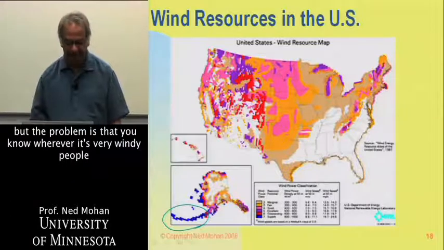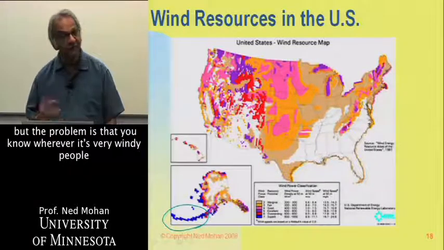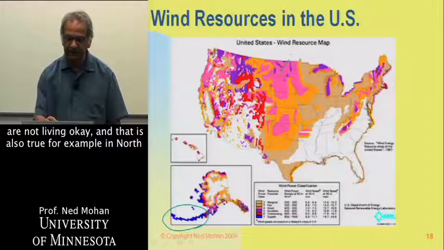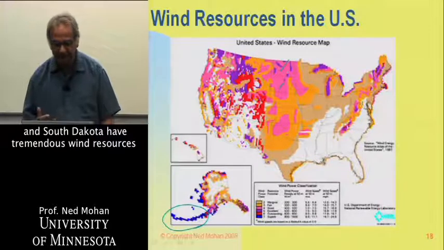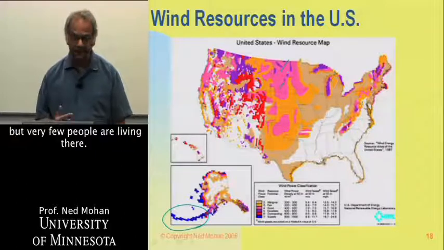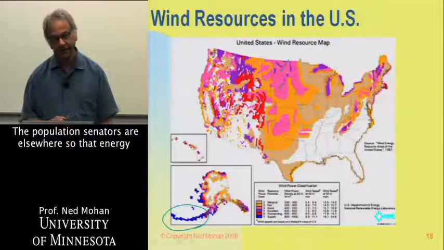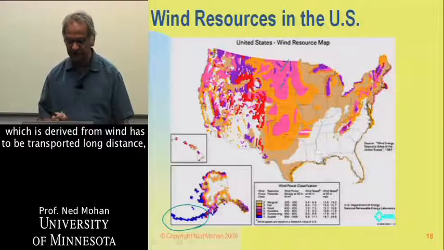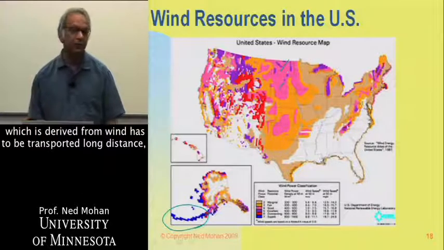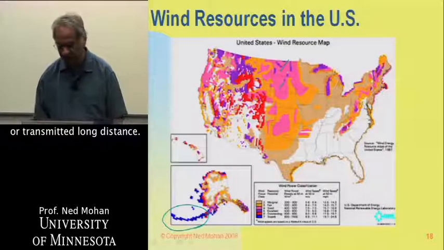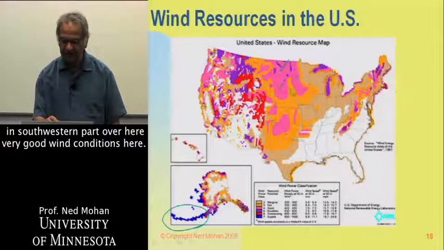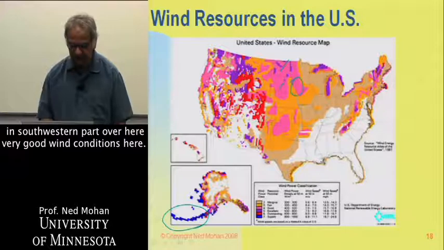But the problem is that wherever it's very windy, people are not living. Okay, and that is also true. For example, North and South Dakota have tremendous wind resources, but very few people are living there. Okay, the population centers are elsewhere, so that energy which is derived from wind has to be transported or transmitted long distance. So that's a problem of wind, and similarly in Minnesota, in the southwestern part over here, very good wind conditions here.